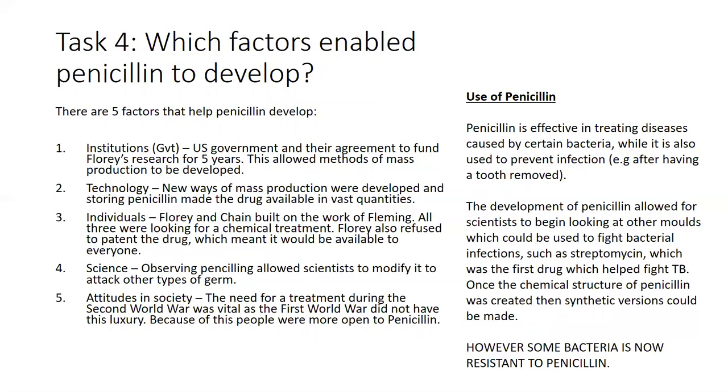First, you've got the government. Without the US government agreeing to fund Florey's research for 5 years, it may never have been able to develop further. On top of this, both the US government in 1941 and the British government in 1943 helped mass produce penicillin, which enabled the soldiers in D-Day in 1944 to be effectively treated.